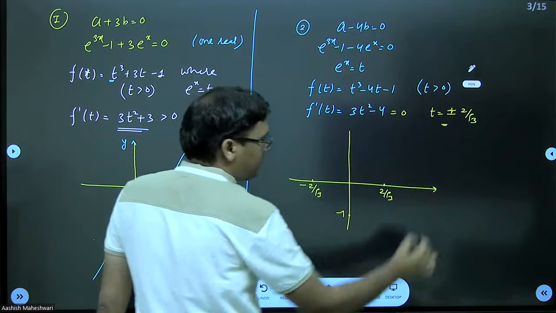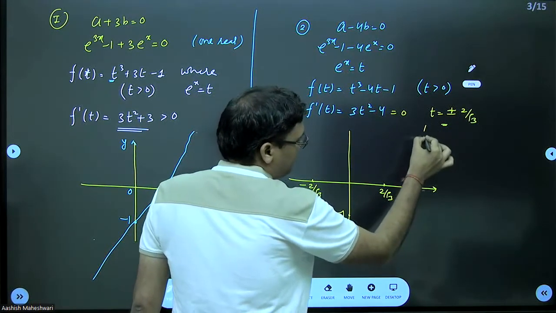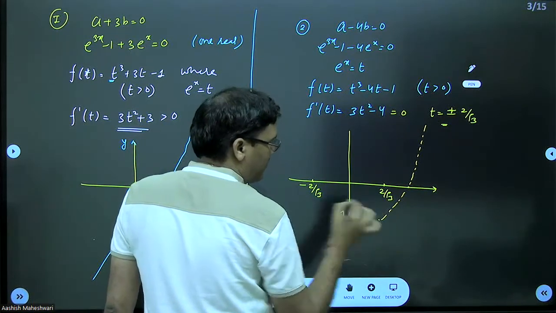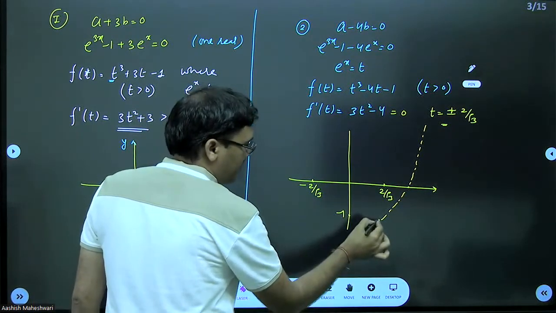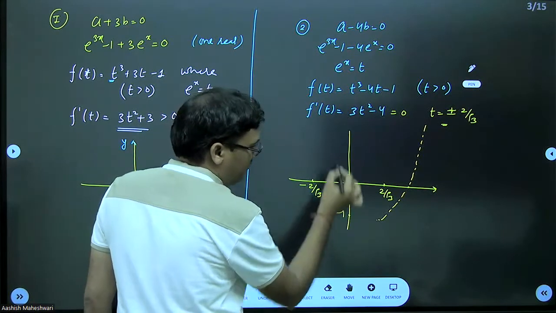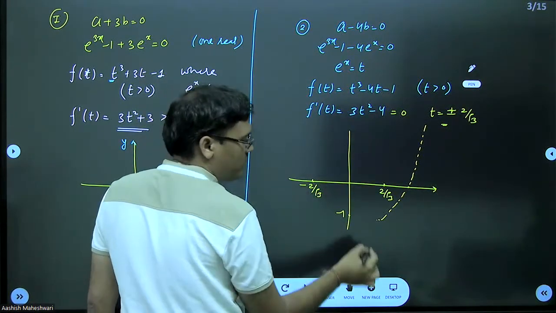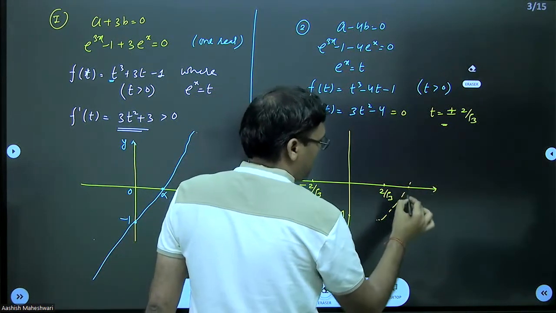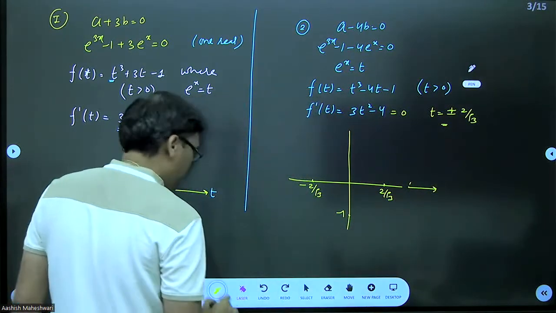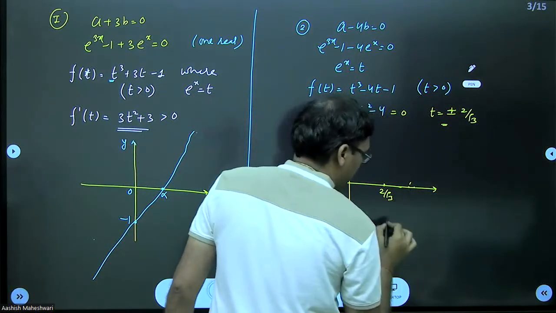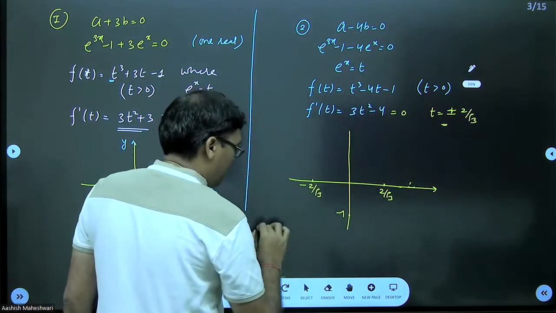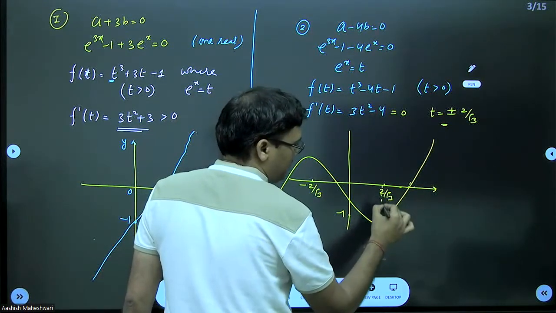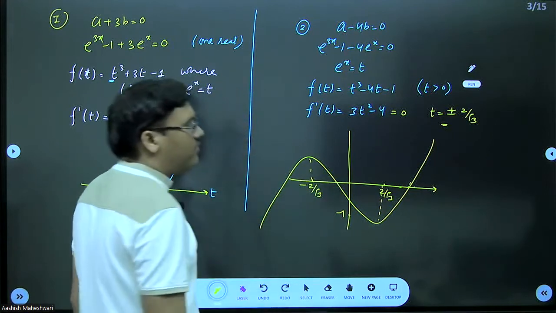Now see, the graph will be something like this. At t is equal to 2 by root 3 there will be some value, okay? Then it will pass through -1, at t is equal to 0, y is equal to -1. Let me again draw this. At t is equal to 2 by root 3, you can see the derivative is 0. Whatever this value will be, okay? So the graph will look something like this. Just you can see, a graph like this will be there, okay?